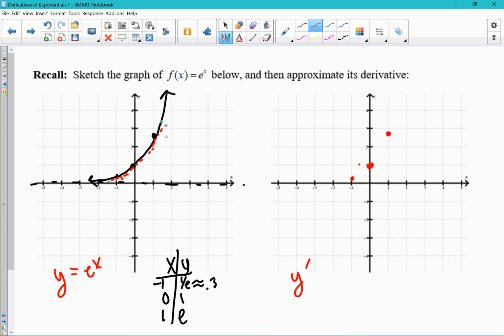And as we approach negative infinity, the slope goes closer and closer to 0, but never actually reaches 0. So again, it has a horizontal asymptote. It's kind of interesting, and if you analyze the graphs closely enough, the graph of e to the x and its derivative happen to be exactly the same. So let's prove that real quick.